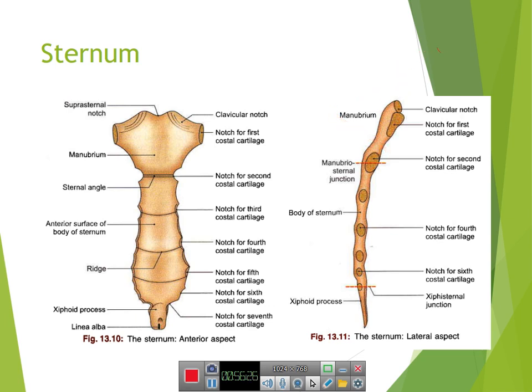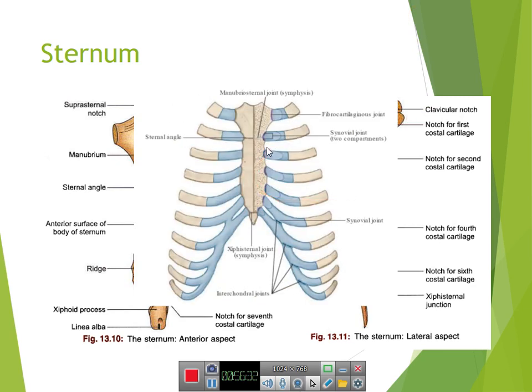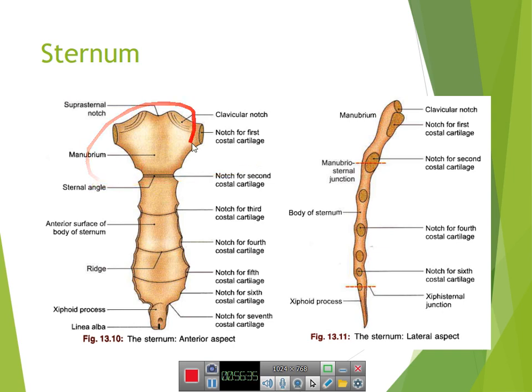So let's talk about different parts of the sternum. The first one is manubrium. The manubrium in the frontal view and the lateral view is quadrilateral in shape. It is the thickest and strongest part of the sternum. It has two surfaces, anterior and posterior, and four borders: superior, inferior, and two lateral borders.